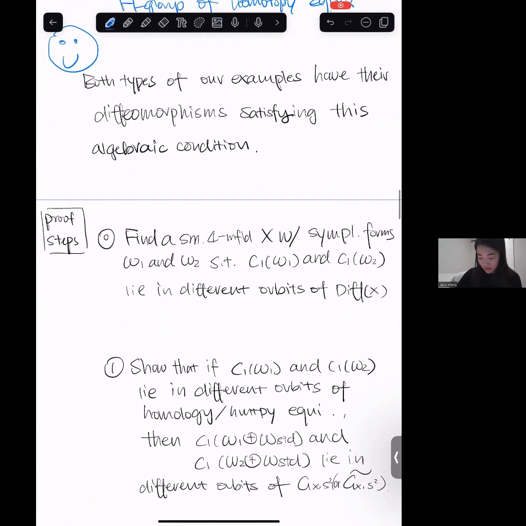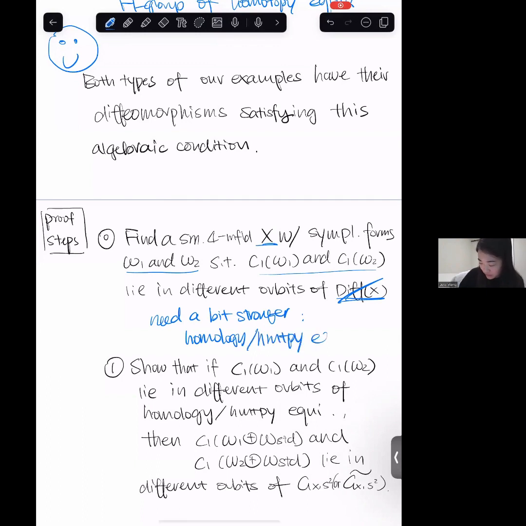And the steps reviewed are, first we want to find a smooth four-manifold X with symplectic forms such that their C1s lie in different orbits of Diff. And actually, this is not enough. We need something a bit stronger. We want to find examples so that they lie in different orbits of homology or homotopy equivalences.